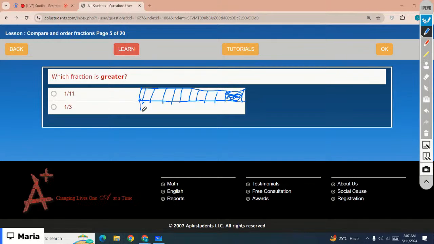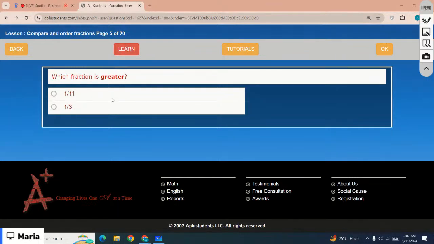Then you have 1 over 3. You have three portions and one of them is colored. So which is greater? 1 by 3 is greater. 1 by 3 has fewer portions, so the one portion is bigger and you have more portion colored. The correct option is 1 over 3. Got it?